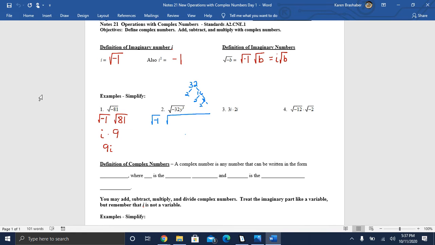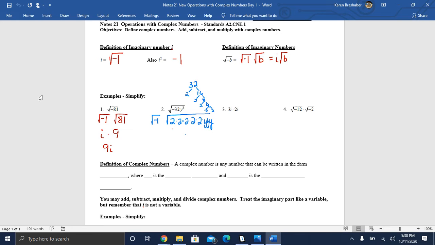And 8 is 2 and 4. And then 4 is 2 and 2. So I end up with 1, 2, 3, 4, 5 2's. And then my y to the third, I have 3 y's. I can write those all out. This is how we simplified with square roots in Algebra 1. So a review on that.